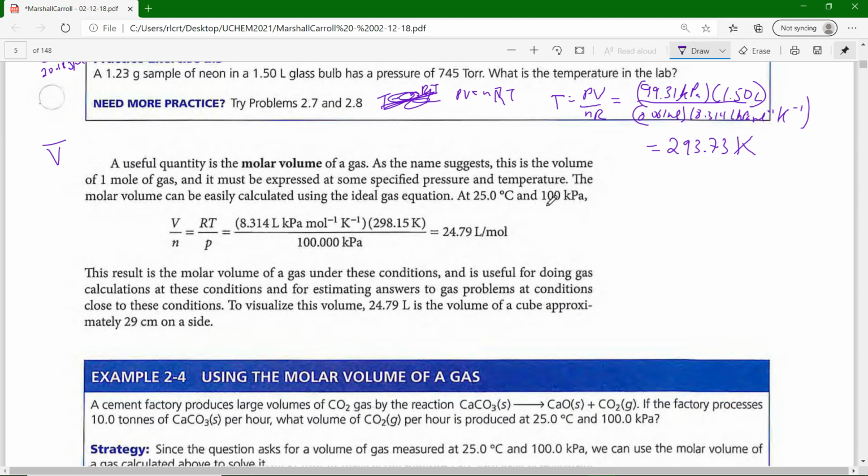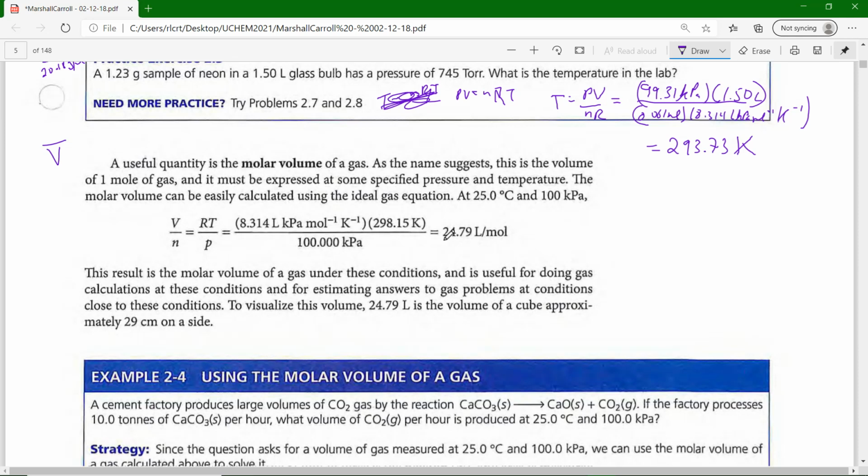For example, if we want the molar volume at a common set of conditions, let's say 25 degrees Celsius and 100 kilopascals, which is close to common room temperature. PV equals nRT, so V over n is RT over P. So 8.314 liter kilopascals per mole per Kelvin times 298.15 Kelvin divided by 100 kilopascals gives 24.79 liters per mole.